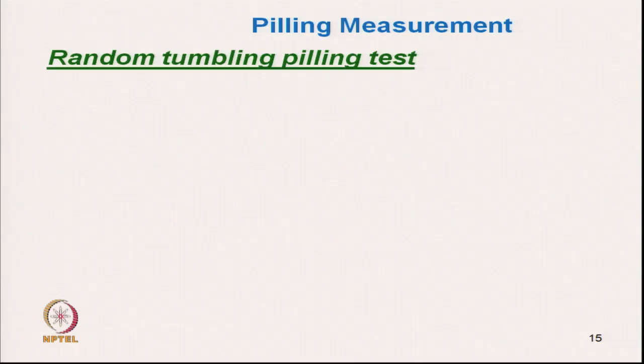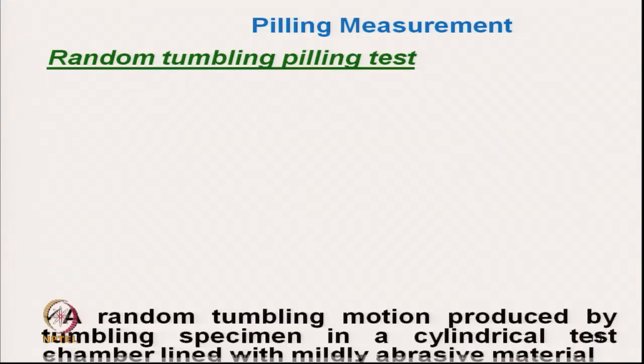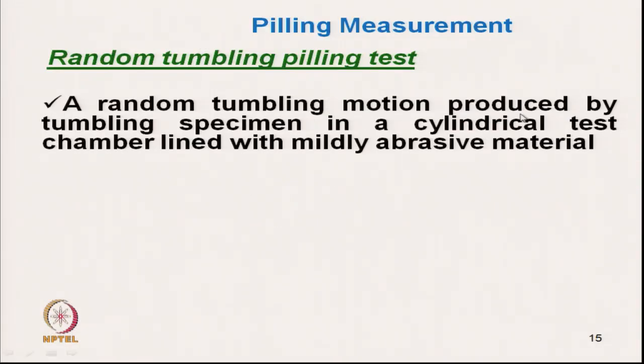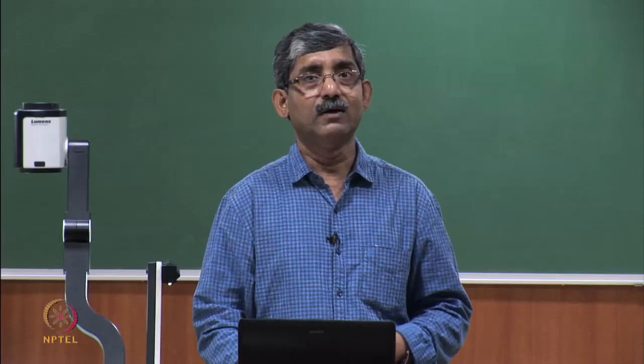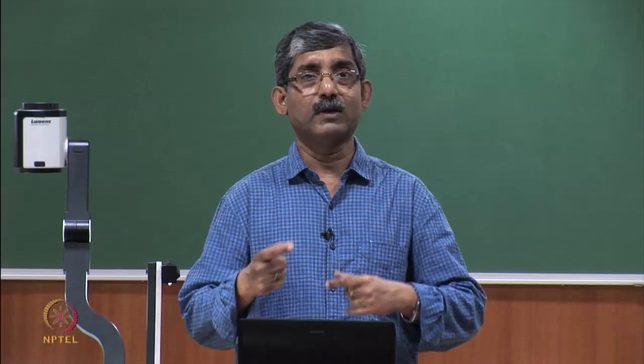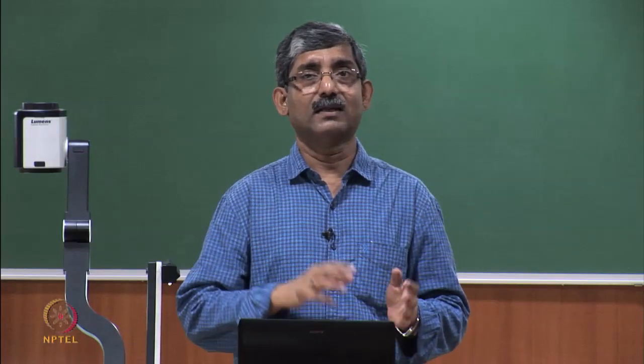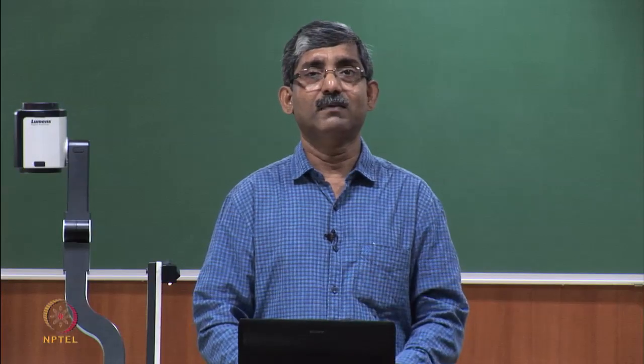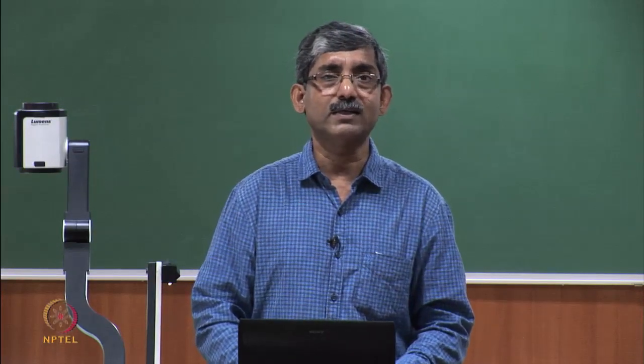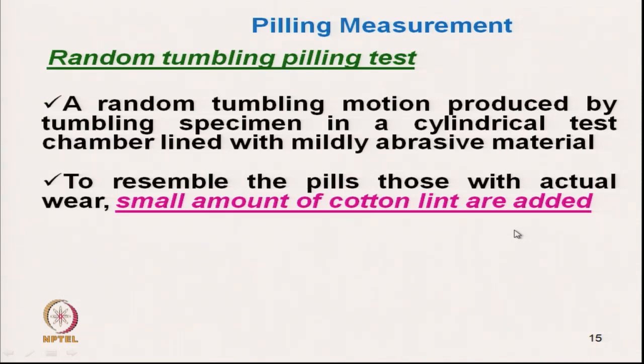Next is the random tumbling peeling test. A random tumbling motion is produced, which simulates normal washing machine or normal application, by tumbling the specimen in a cylindrical test chamber lined with mild abrasive material, some cork type material. The sample will be rubbed against this lining along with some cotton lint, just to simulate the peeling in actual application.